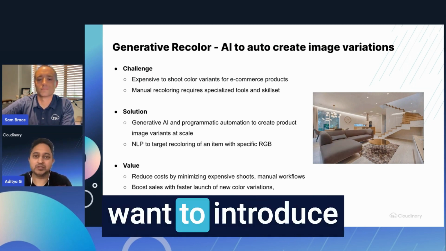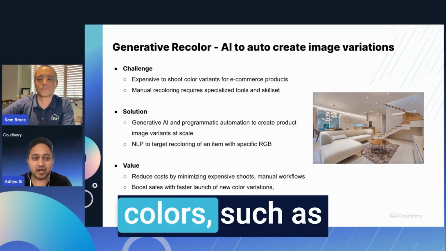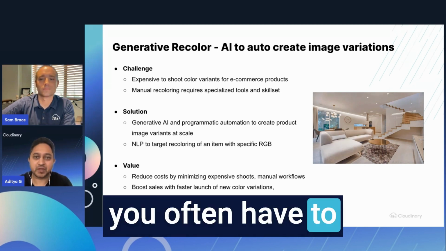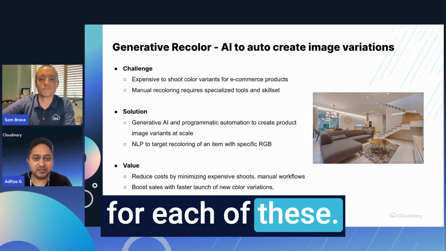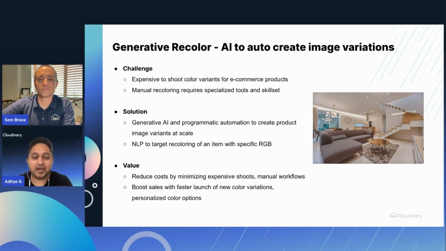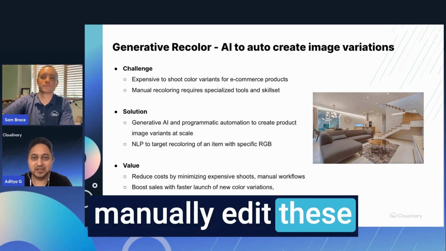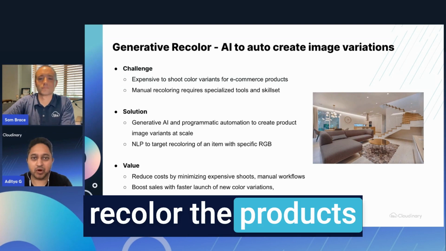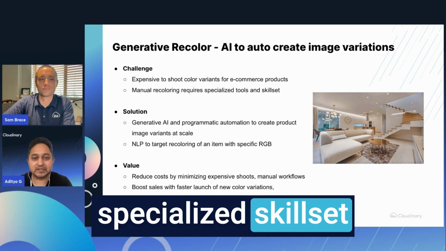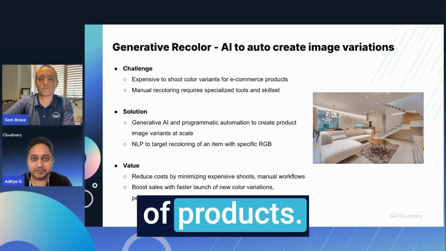So today, if you want to introduce new colors for your existing product, such as the sofa that you see in this case, you often have to do very expensive product shoots for each of these. And planning and executing this product shoot can take several weeks. Even if you try to use expensive creative tools to manually edit these images and recolor the products within them, it requires a lot of time, it requires a specialized skill set, and is extremely time consuming for brands with a very large catalog of products.